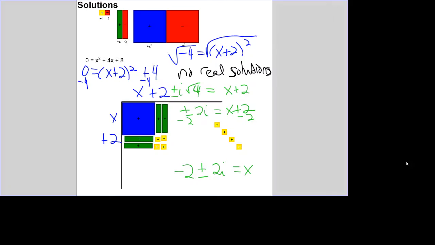So remember from earlier this semester, the square root of negative 1 is just i. So you take that i out, and now you can do math with it. The square root of 4 is 2. Subtract 2 on both sides, and we get negative 2 plus or minus 2i as our two no real solutions, or our two imaginary solutions. Once again, here's the slide for the notes that has it all in one.